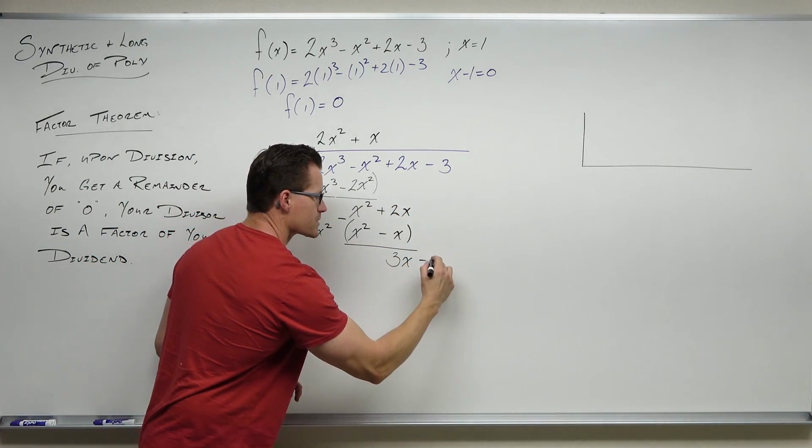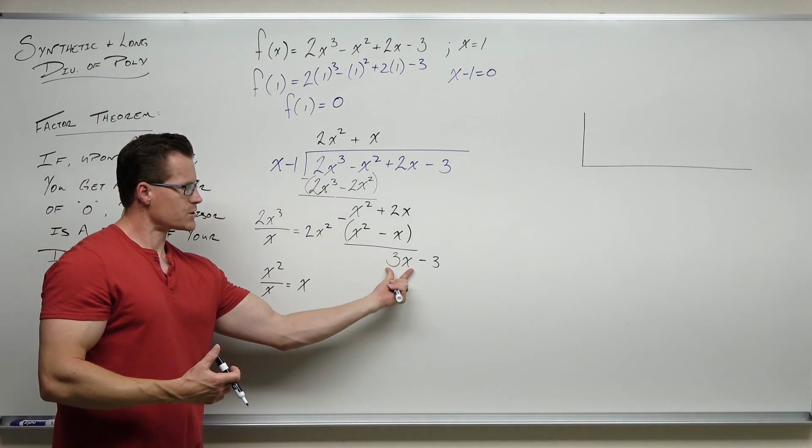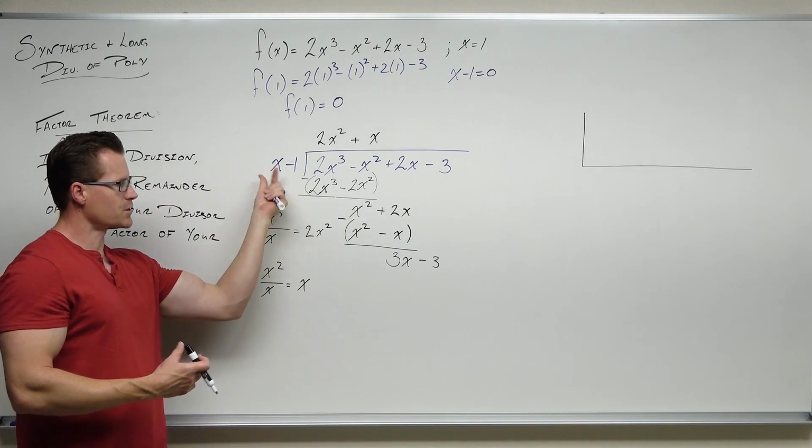And we bring down our -3. And we do this one last time. We're going to take our first term divided by our first term.